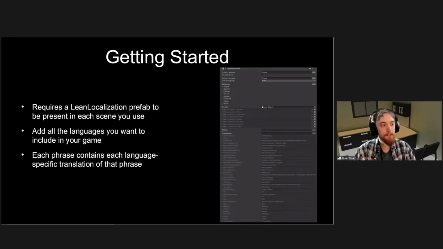For the asset to work, you need an instance of the included Lean Localization prefab in each of your scenes. This prefab will manage your translations and languages. It will also show the translations of each phrase as shown here. These are all screenshots from the project files in Mythical Freaks, since we're using that for it.